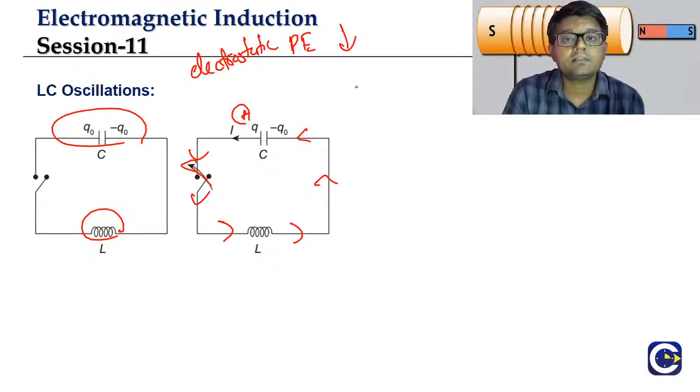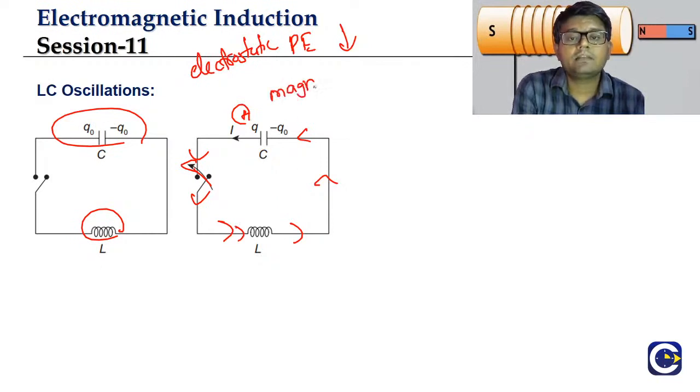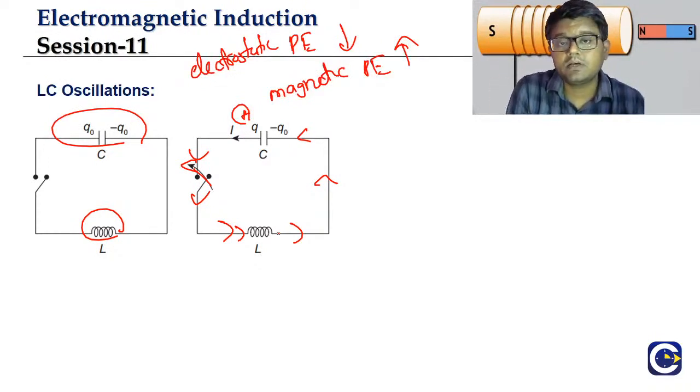Charge is decreasing, which means what is going to happen? The energy on the capacitor plates will be decreasing. But where is this energy going? The energy is going into the form of the magnetic potential energy of the inductor. Because as you see, more and more current is coming to the circuit. What is the formula for the magnetic potential energy of the inductor? Half L I square, right? Which means the inductor is going to have more and more magnetic potential energy.